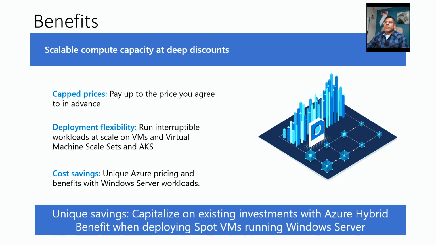So unique savings, again, if you're running Windows workloads, you can take advantage of what is called the Azure Hybrid Benefit. Azure Hybrid Benefit is if you have software assurance, you can bring that license into Azure. And that's a different discussion. That's a licensing discussion, but you can take advantage of that Azure Hybrid Benefit with spot instances as well.